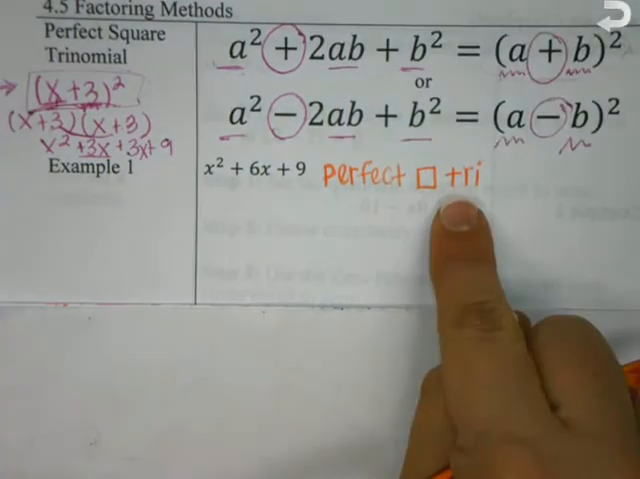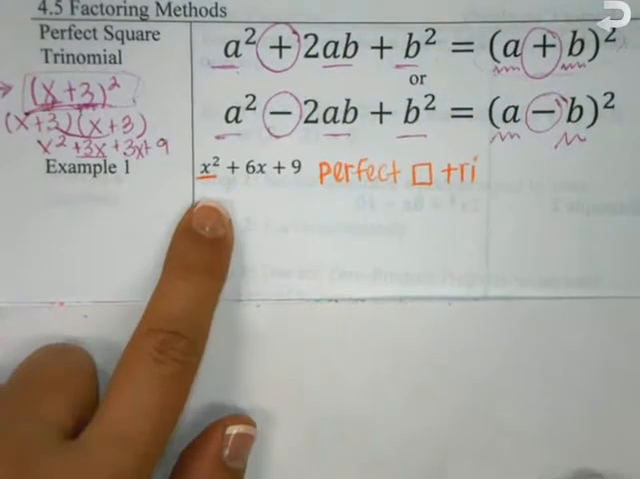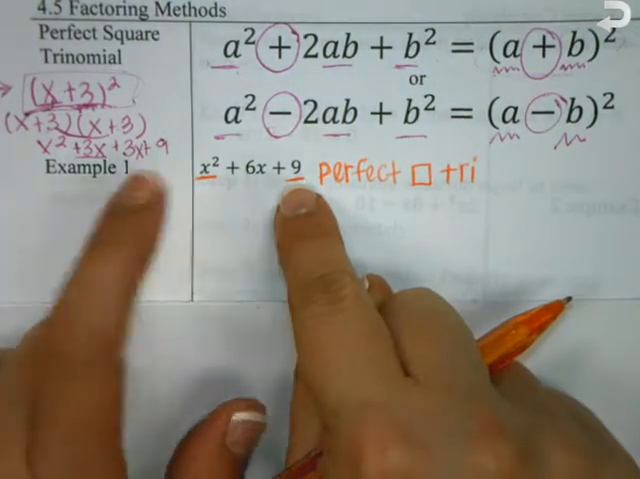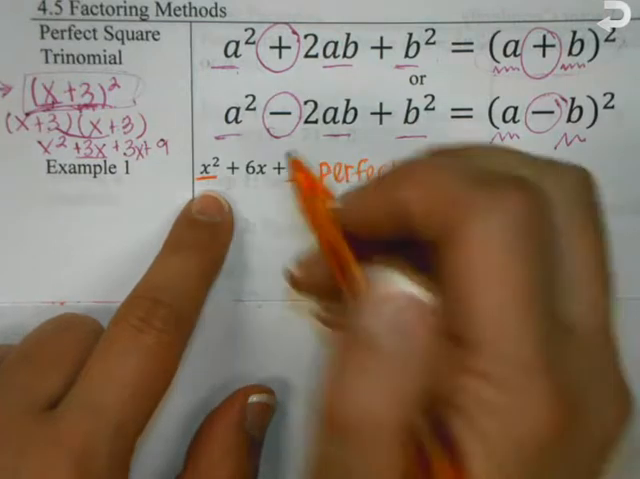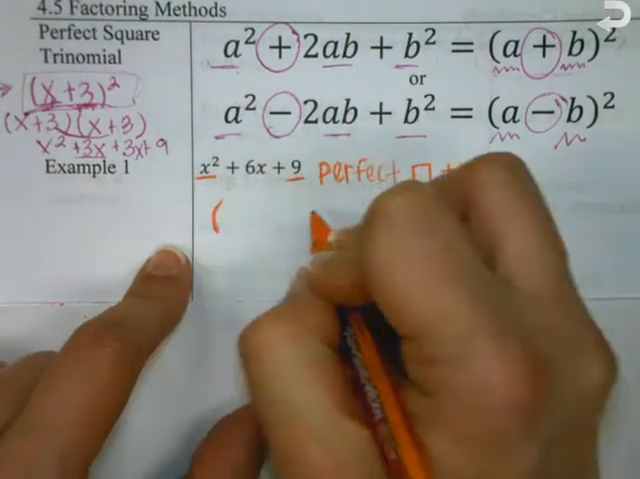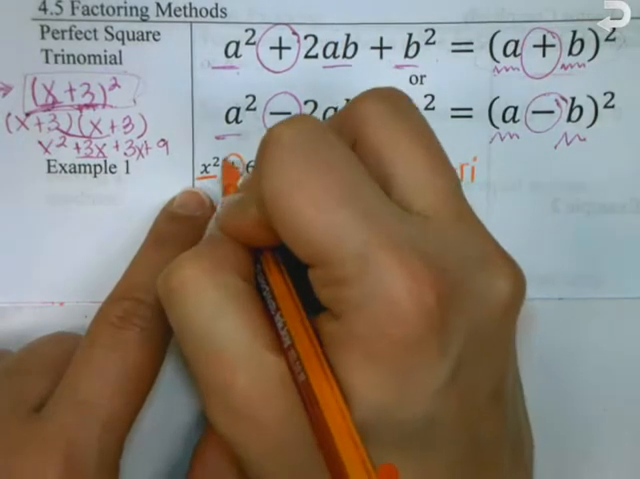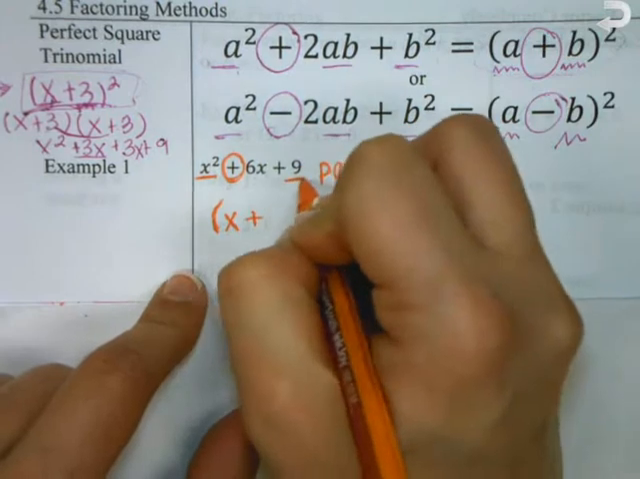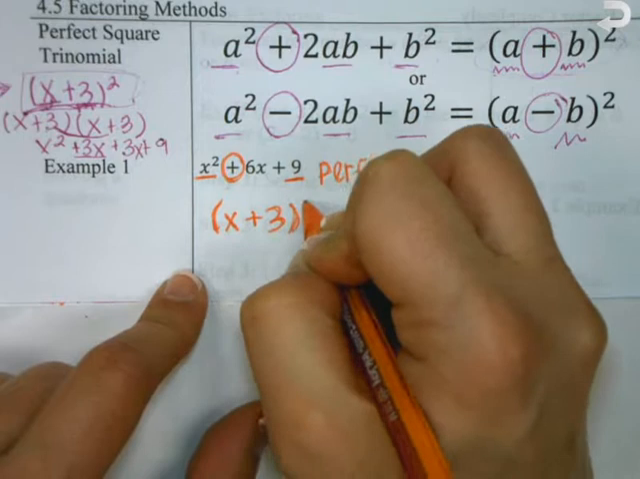Why? X squared, is that a perfect square? Yeah. 9, is that a perfect square? Yes. So our first and last term will always be a perfect square if it's a perfect square trinomial. So I think it might be what? What's the square root of x squared? X. What's the symbol? Plus. What's the square root of 9? 3. And then we write all of that to the second power.